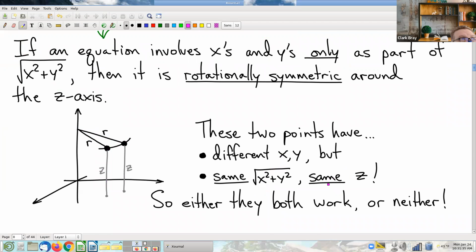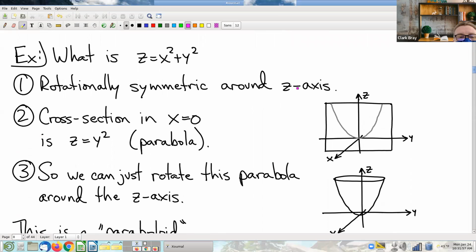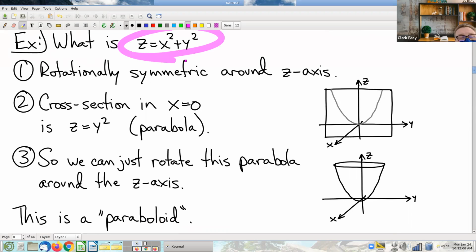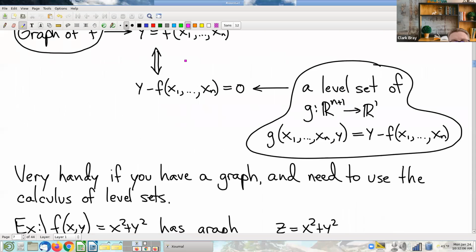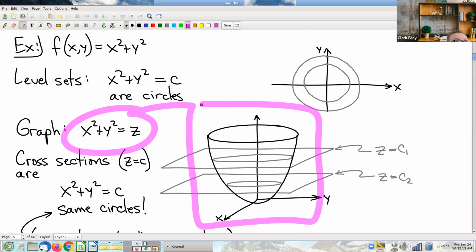Okay. So where that's useful is that if something is rotationally symmetric, then it is a rotation, and that means that you can look at any cross section, and then everything else is just your imagination rotating that around that axis. So let's see an example. Let's look at that equation. Previously, I made an assertion that this is a bowl. Let me go back to where that is. Yeah, here. I just asserted that that graph looks like that. Now I'm going to show you how I know.